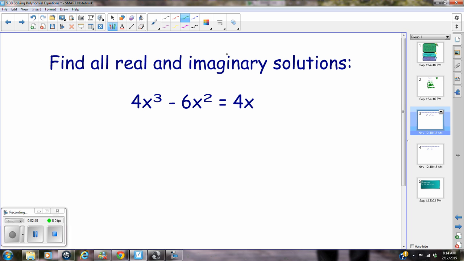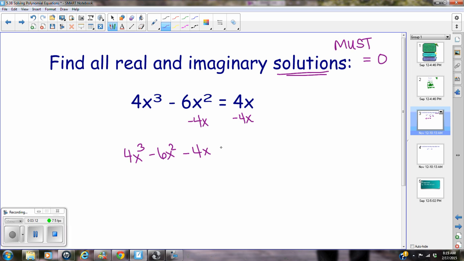Okay, this is asking us to find all real and imaginary solutions. So solutions implies that we are solving, and in order to solve, we know that it must equal 0, always. So the first thing we're going to do is minus the 4x over here. We have 4x cubed minus 6x squared minus 4x equals 0. Now this is much easier to factor.